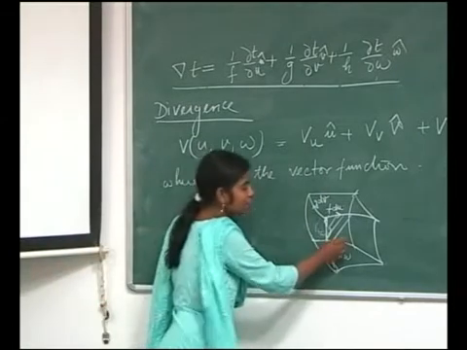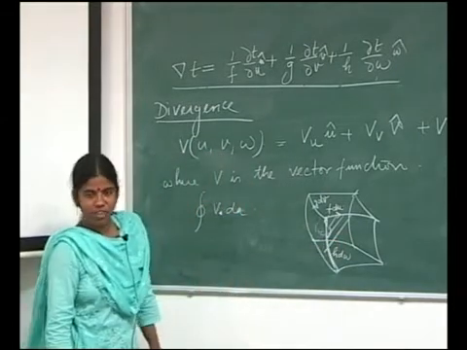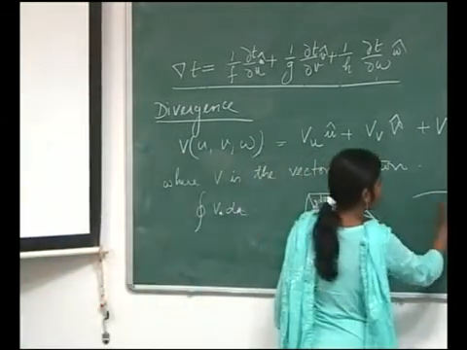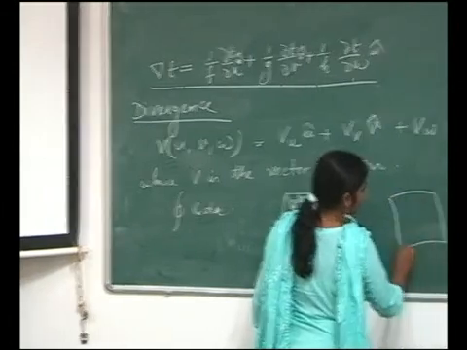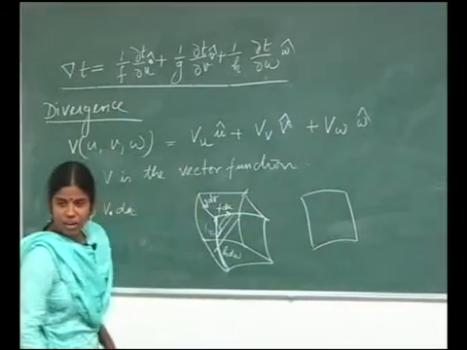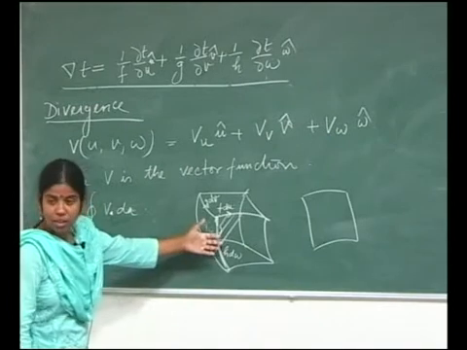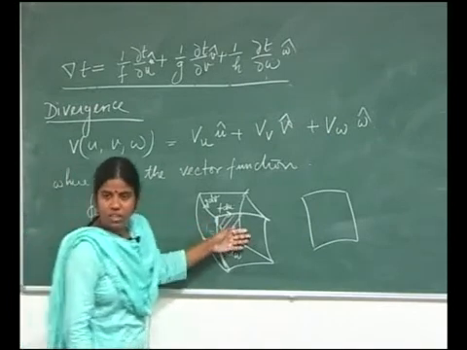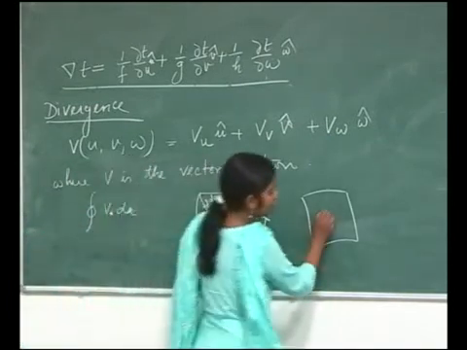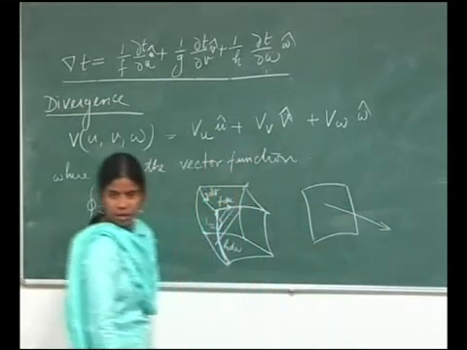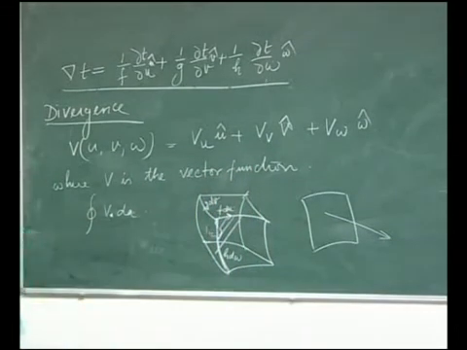So what is the direction of this dA? If I take this surface I draw here, what is the direction? Perpendicular to the surface, the direction is this one. Is it clear?